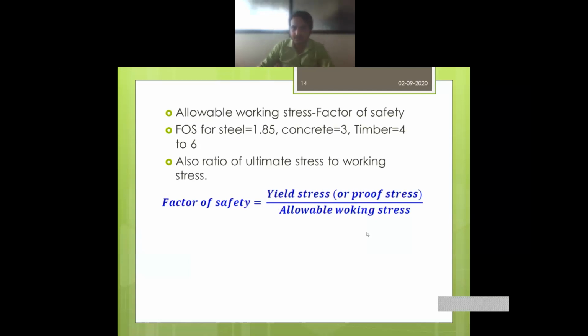See, the next concept is allowable working stress. That means factor of safety. You might ask a question, what is this factor of safety, sir? See, I can hold this mobile phone. The weight of this mobile phone may be around 200 grams. So I can carry it all around and I will not get any strain.